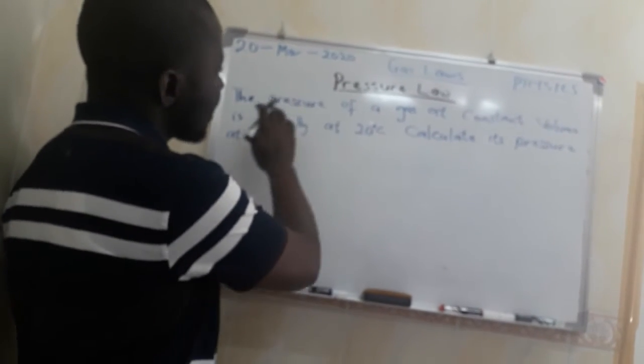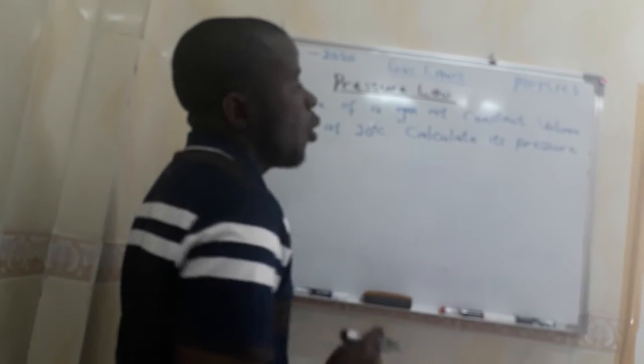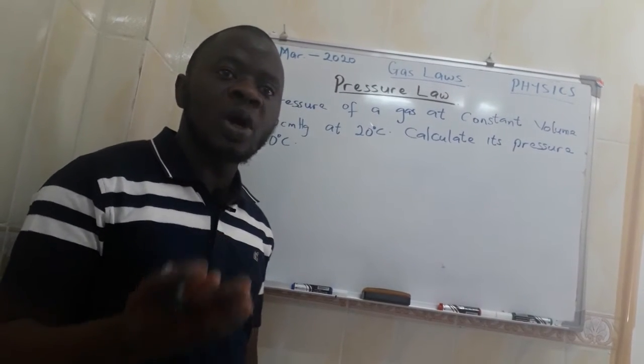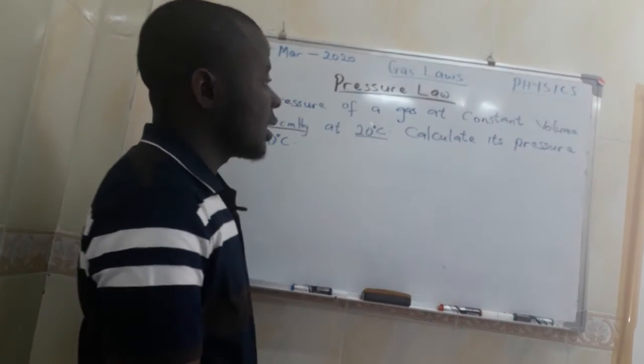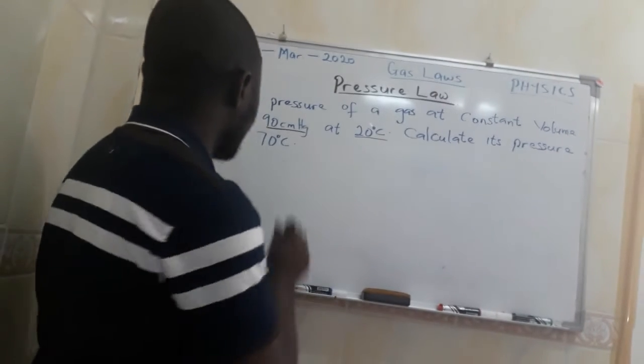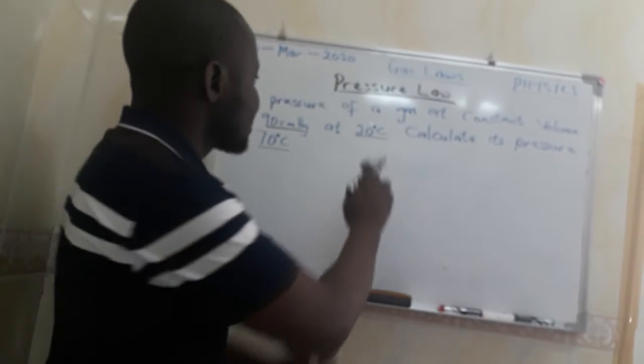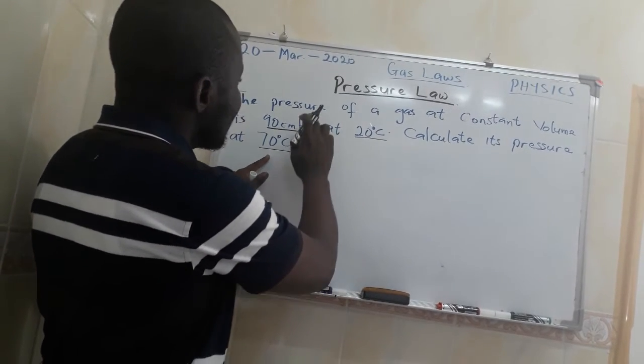Now to the example. Alright, now this is the question. The pressure of a gas at constant volume. When the volume is constant, it means we are talking about pressure law. It's 90 centimeter mercury at the temperature of 20 degrees C. Calculate its pressure at 70 degrees C. Now the temperature has increased. What do you think will happen to the pressure according to pressure law? Because they are directly proportional to each other, since temperature increased from 20 to 70, then the pressure has to increase. So let us calculate and see.